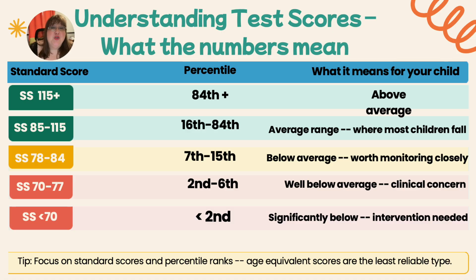Standard scores compare your child's performance to a large normative sample of the same age peers. A standard score of 100 is exactly average. Most standard scores are designed so that the average range falls between 85 and 115. A score below 85 is considered below average. A score below 70 is significantly below average and typically indicates a clinical concern.